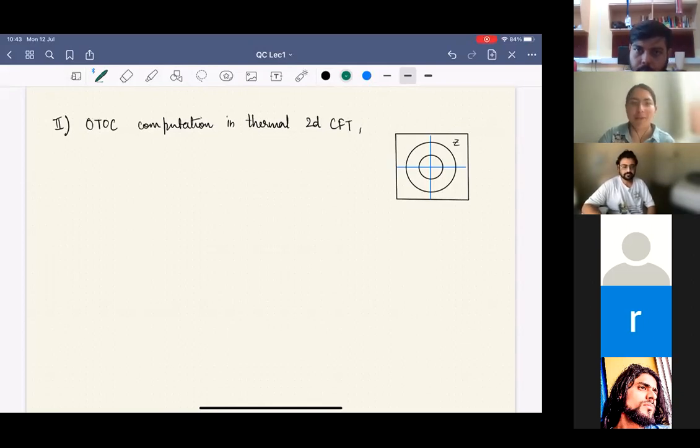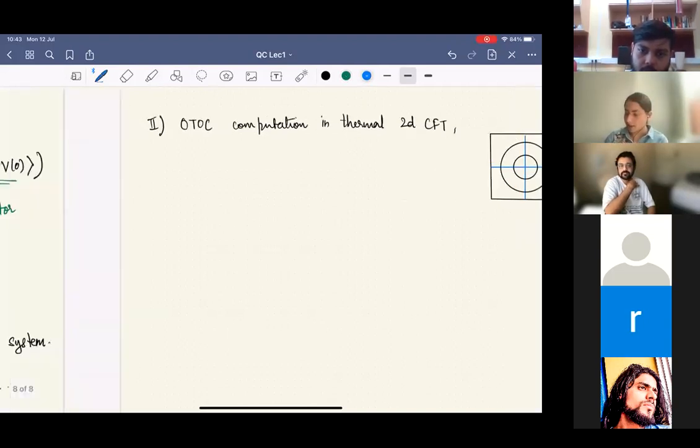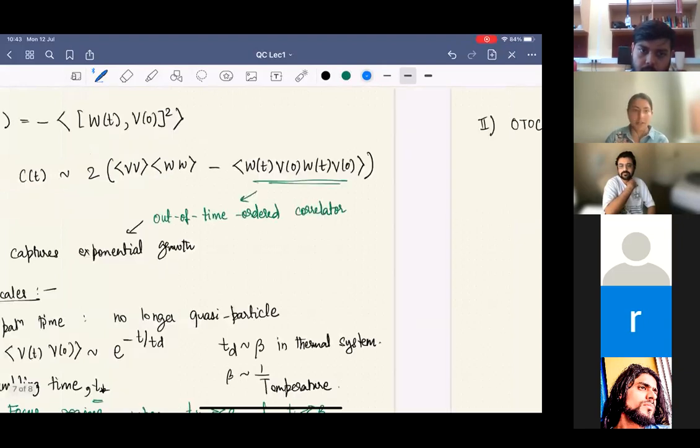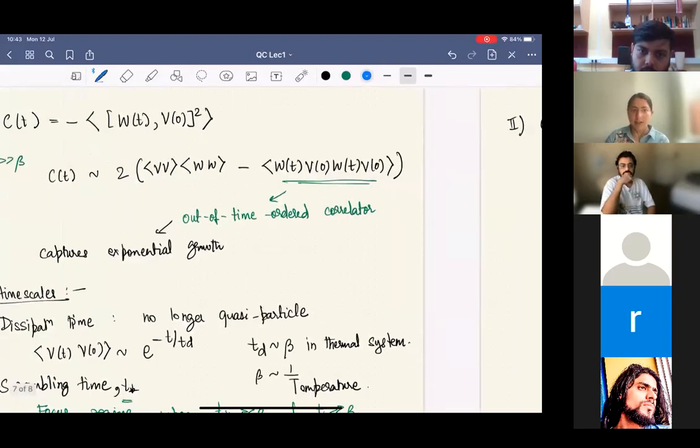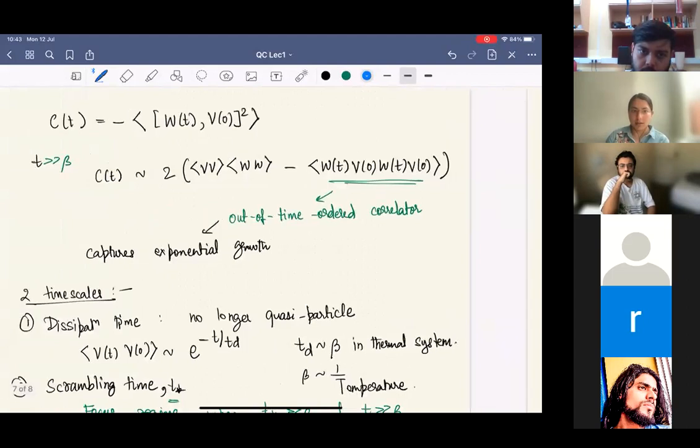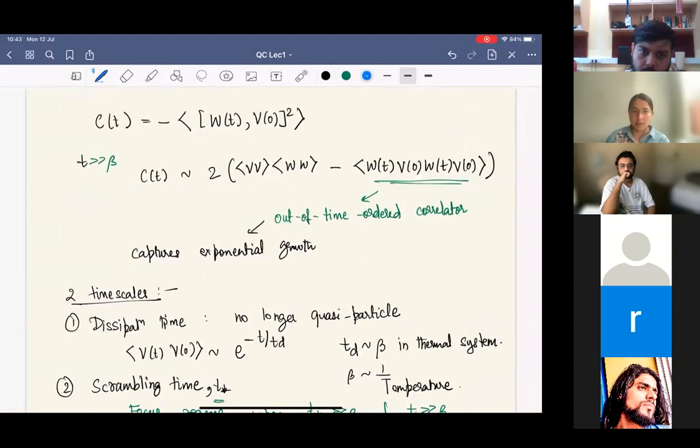I don't know how much I'll be able to cover in today's lecture. We will compute the out-of-time-order correlator. Just to recap, this is the out-of-time-order correlator, and we will compute this in a thermal two-dimensional conformal field theory.